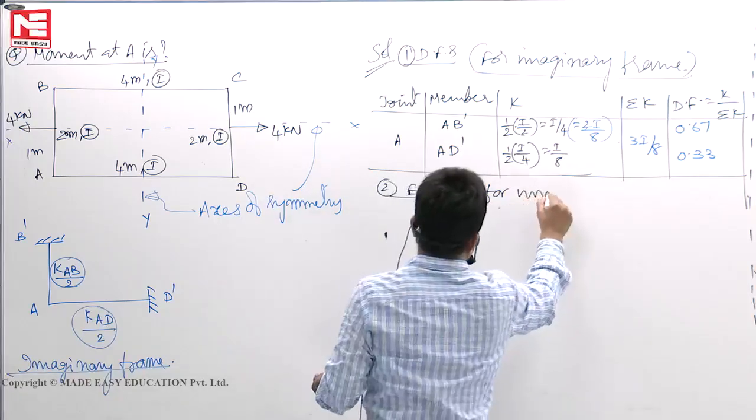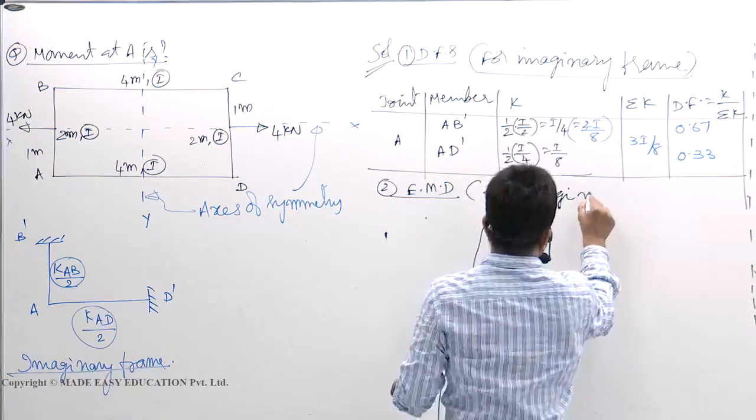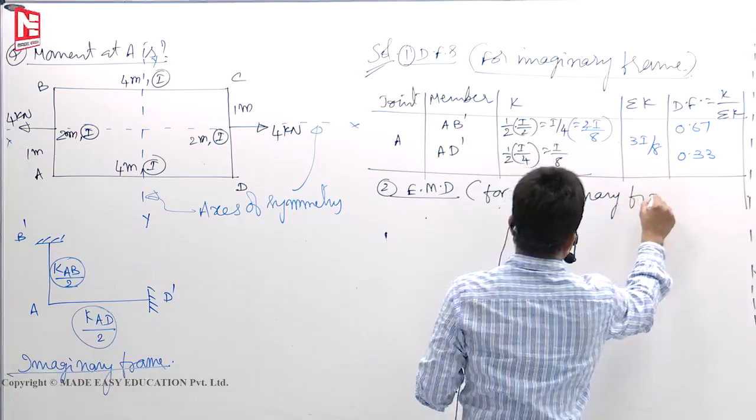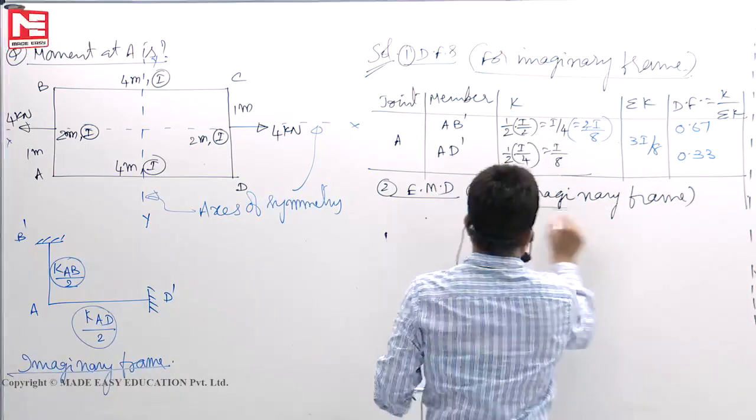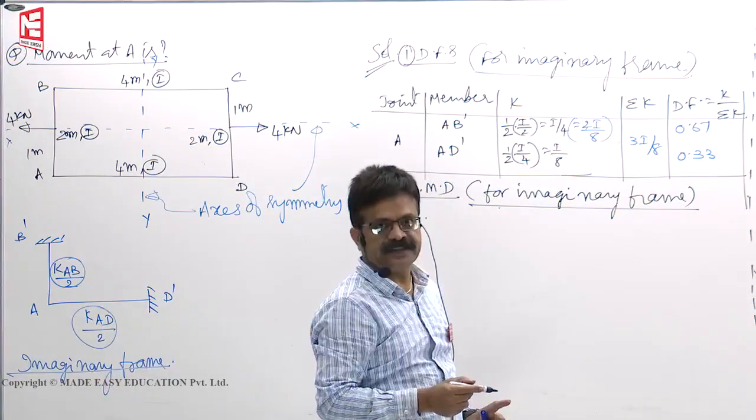For the imaginary frame. Next time when you are doing this line, you skip it off. You don't have to explain this one to anyone. The first time, so I am writing. So only this and this table should be present.